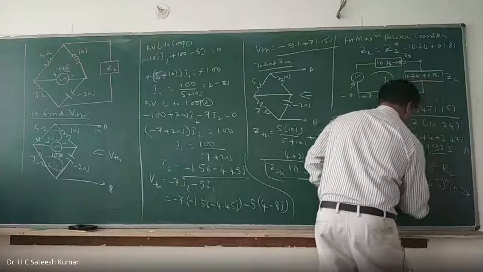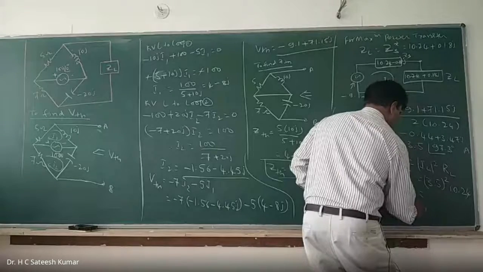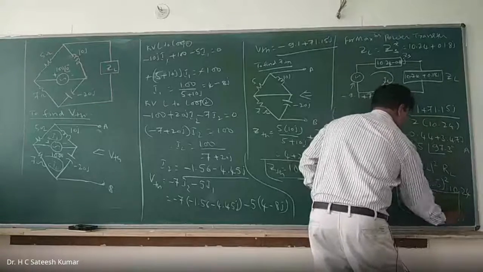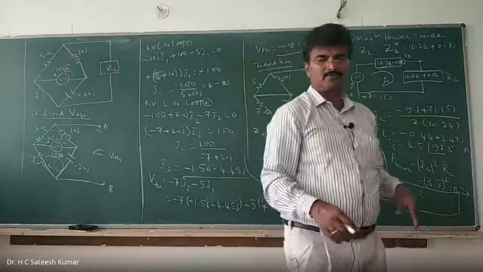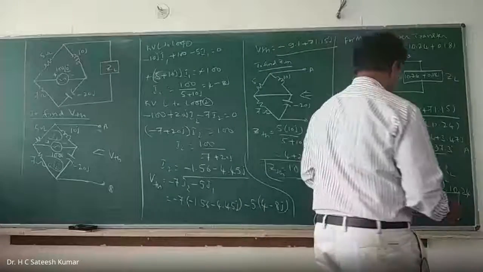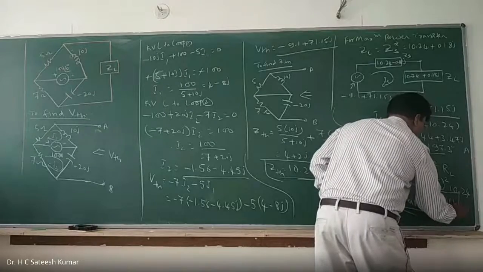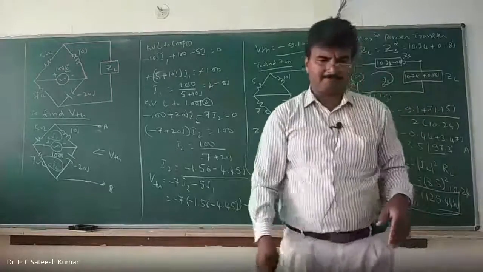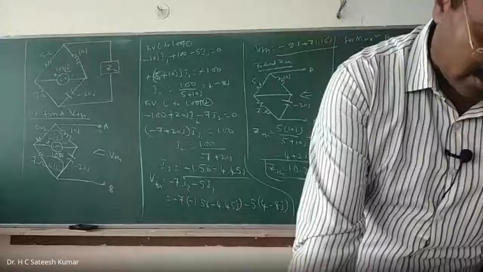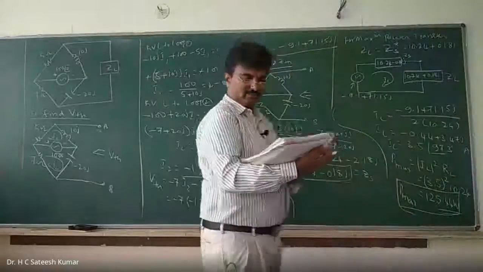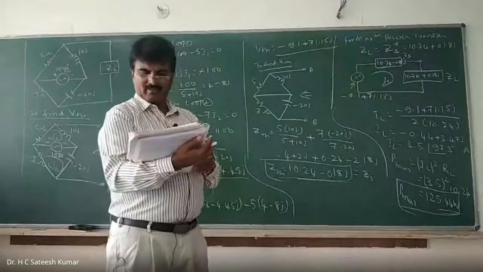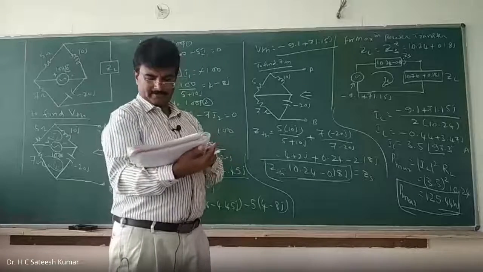10.24. How much is this? P max is equal to 3.5 square, madam, 125.44 watts is the answer. I think it is correct. I got 123 in this, but I think because of the approximation we might have got that. Okay, it's fine, no problem.